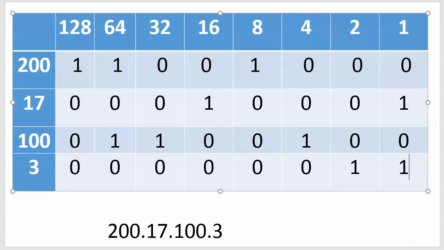So with 200, 128 plus 64, that's 192. You add 8, and then you have 200. 17, easy enough, we have the bits 16 and 1 set to 1, so that's 17. 100, we have 64 and 32 set, that's 96, add 4 on top of it, that's 100. And 3, easy enough, 2 plus 1 is 3, and that is it. So that's your binary string for this particular IP address.